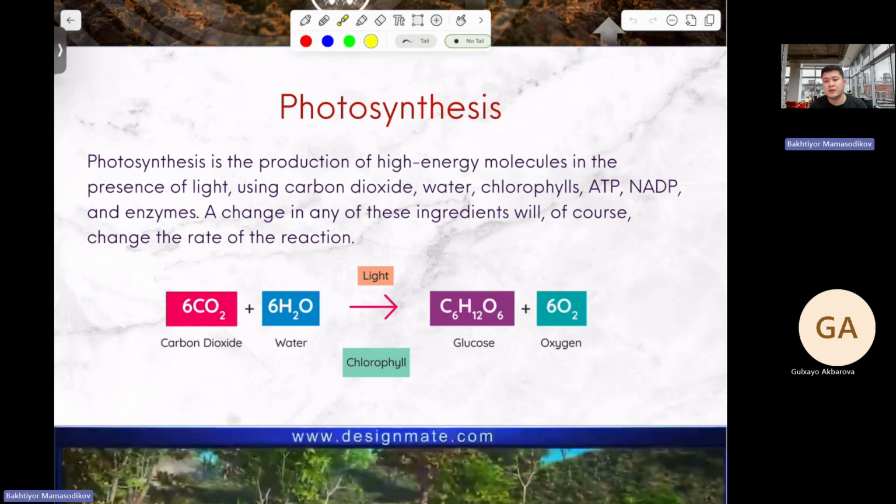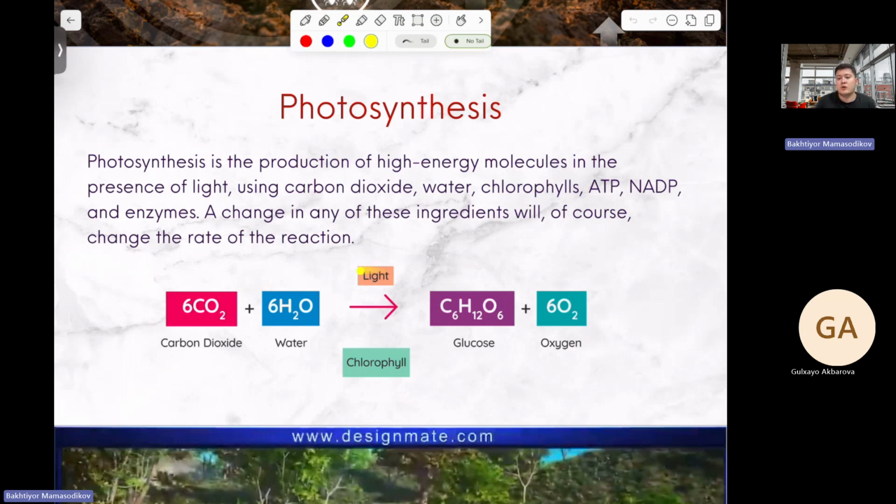So the 6 carbon dioxide come from the air via the plant leaves, and the 6 molecules of water come from the roots of the plants. With the help of the light that comes from the sun, and the chlorophyll, which is the green pigment in the plant cells that absorbs the light energy, they do photosynthesis. This goes through light-dependent chemical reactions, because this reaction won't occur if there is no light.